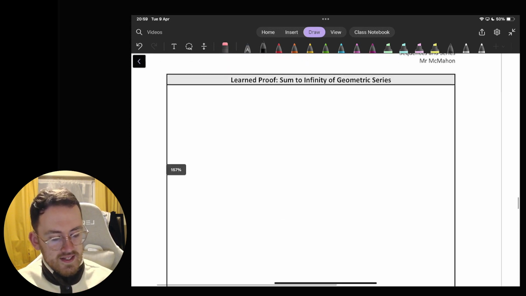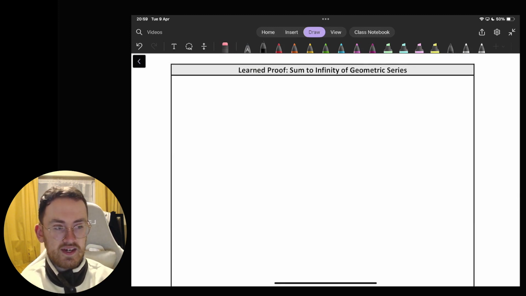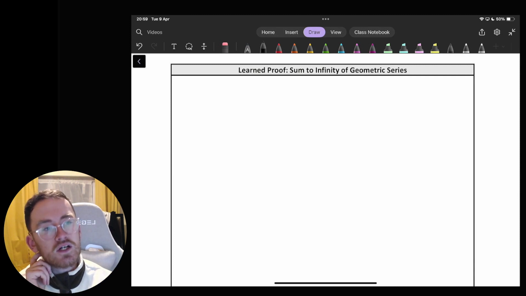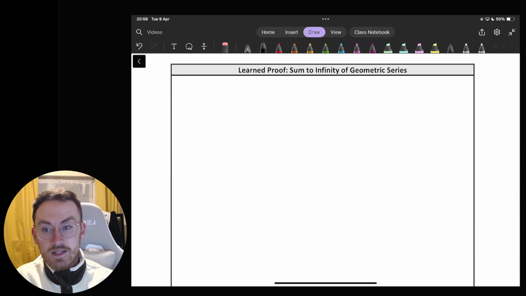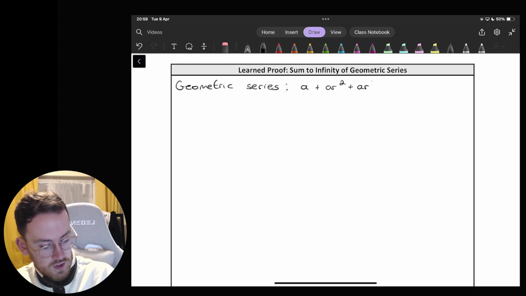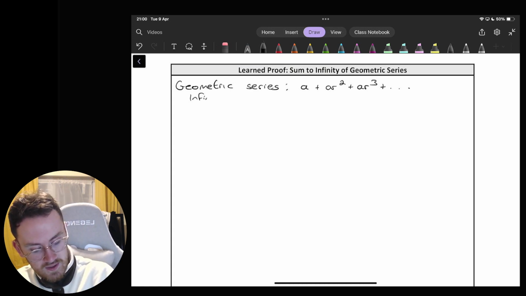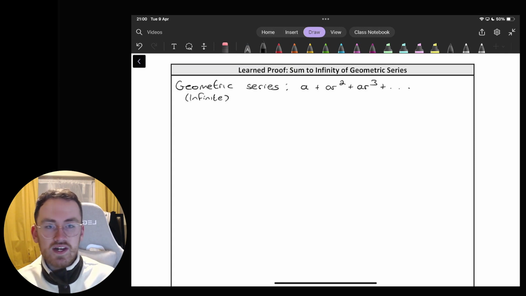So we can look and see where that comes about by considering the learned proof. And I say learned proof because it should be learned. Obviously it's not learned yet, but it's one that has to be learned. So if we look at a geometric series, let's list out what we're looking at. My geometric series, as per usual, is a plus ar plus ar squared plus ar cubed, and that would continue infinitely. If I'm looking at an infinite one, I'm not putting any end goal on that. I'm not stopping at any particular term. I'm just saying it would continue like that.